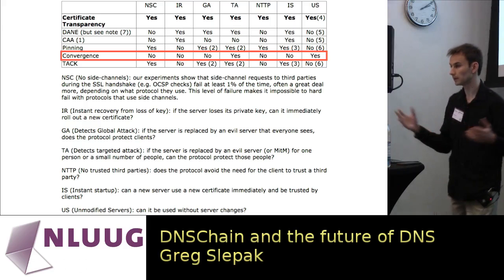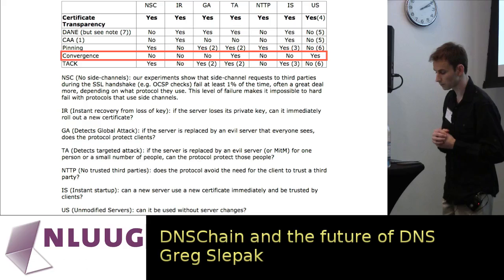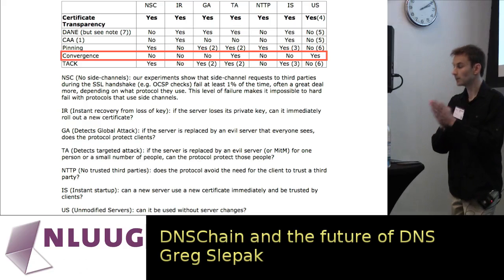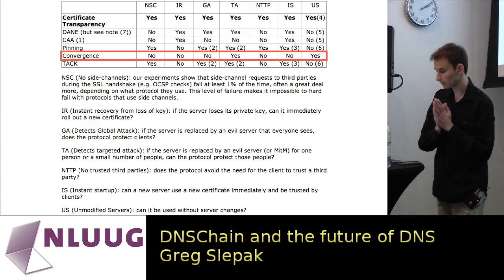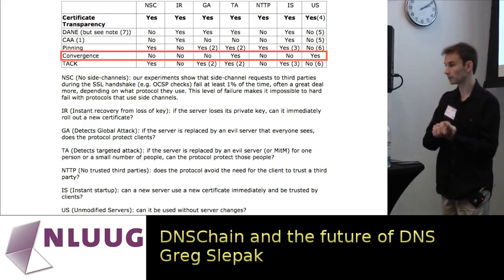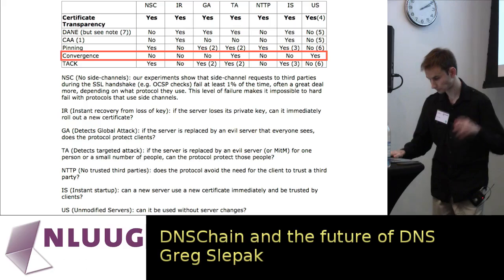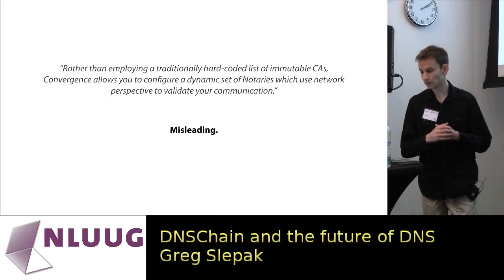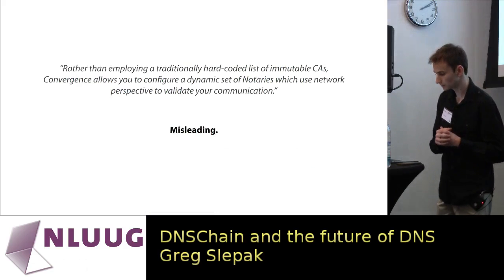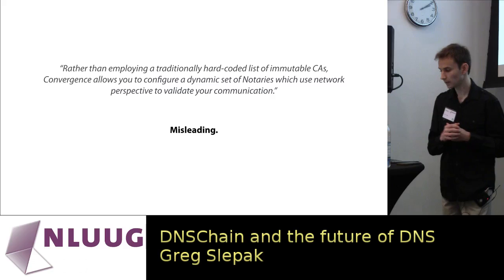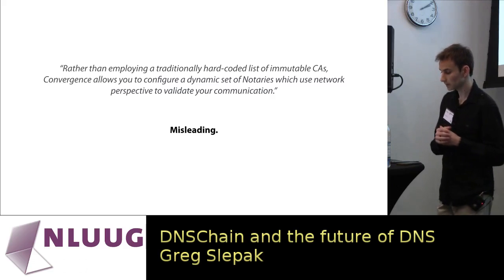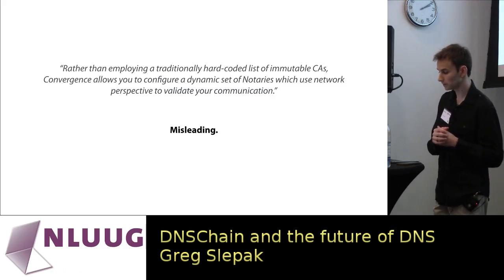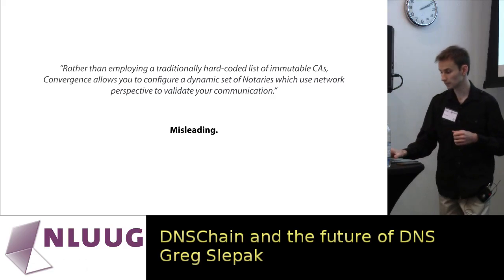DANE, by the way, is kind of bundled together with DNSSEC. This table isn't entirely accurate. There are some yeses when they should be no's, but we don't have time to get into those. So this is a quote from the Convergence website. Rather than employing a traditionally hard-coded list of immutable certificate authorities, Convergence allows you to configure a dynamic set of notaries which use network perspective to validate your communication. That's a misleading statement. Why?